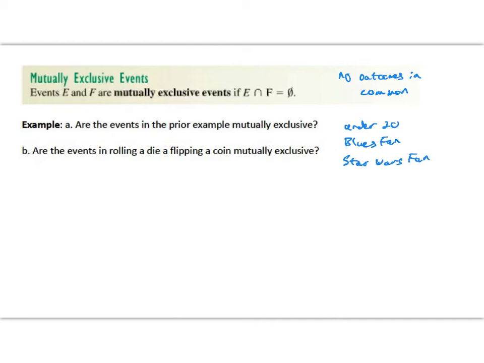Is it possible that a person could be any or all of these things? And the answer is yes. They could definitely be under 20 and be a Star Wars fan. They could be under 20 and be a fan of the St. Louis Blues, or they could be all three. So what we would say to that is these are not mutually exclusive events because they do have outcomes in common. Now, if I'm looking at this idea of flipping a coin and rolling a die, then yes, they are mutually exclusive, because you can roll a die and get a numerical value, or you could end up with a head or a tail, and those are not outcomes in common.